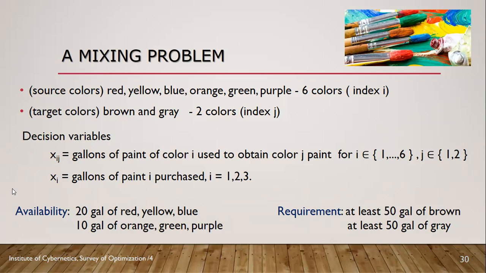Now let's consider the availability. What do we have? We have 20 gallons of red, yellow, blue, the primary colors, and 10 gallons of orange, green, purple, the secondary colors. And the requirement is at least 50 gallons of each required color. So again, as we said before, 50 and 50 is 100. If we add up all the available gallons of paint, we get 90. So definitely, we have some deficit.